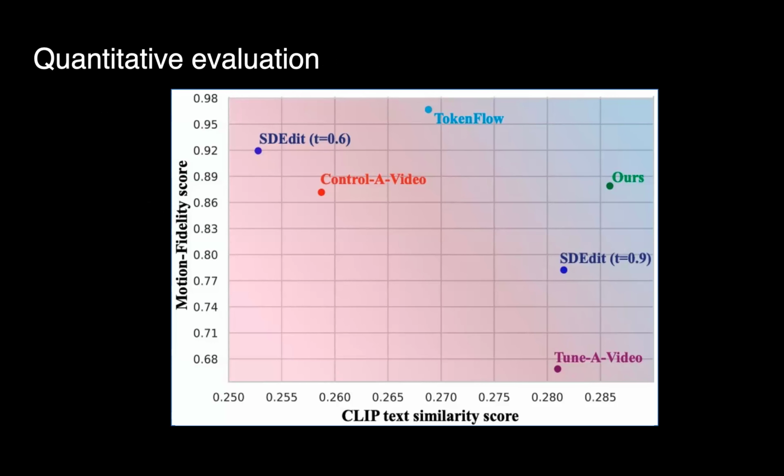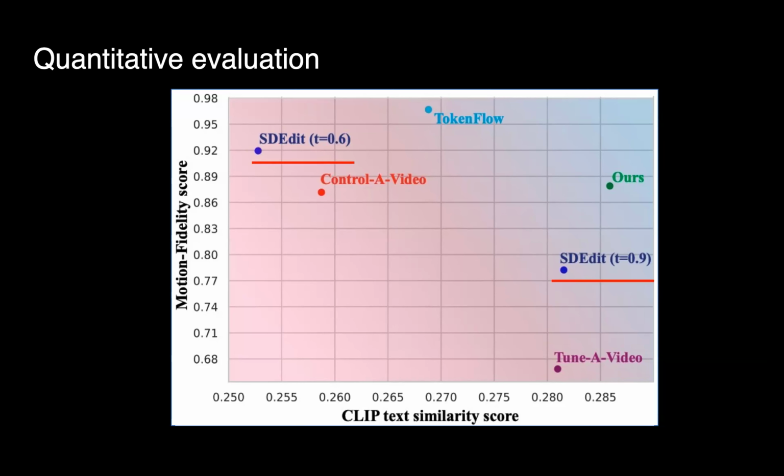So you can see that you really want to be on the top right. And our method gives the best trade-off. You have on the y-axis the motion fidelity score, and on the x-axis the CLIP similarity score. So you can see that a method like TokenFlow that really preserves the original motion is really high on motion fidelity score, but its CLIP score is significantly lower.